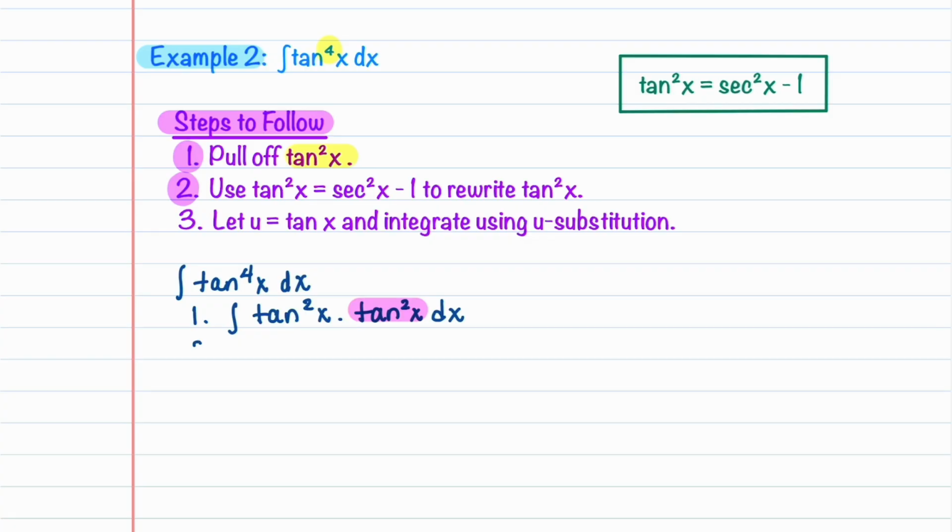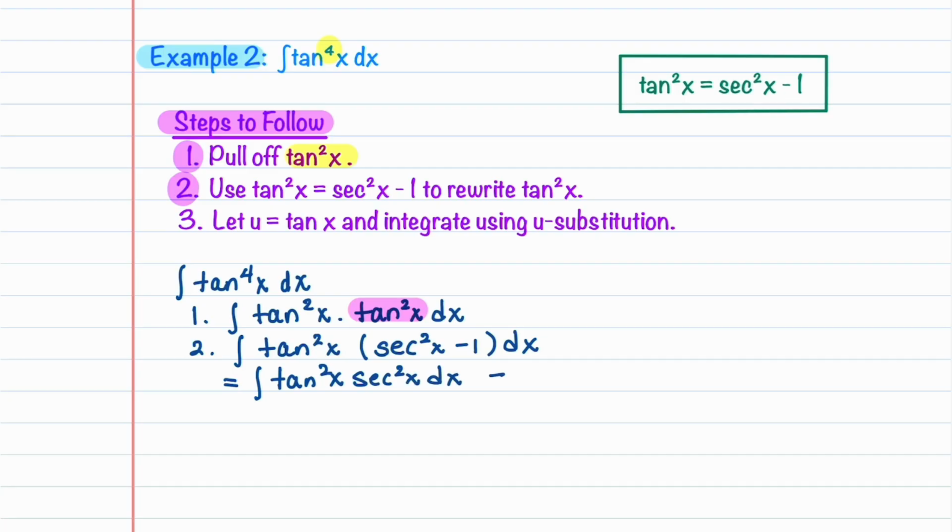Let's go ahead and do that. We have the integral tangent squared x, and then now the tangent squared that we pulled off can be written as secant squared x minus 1 times dx. We really have 2 integrals here, so let's go ahead and multiply this out. We have tangent squared x, secant squared x dx, minus the integral tangent squared x dx.